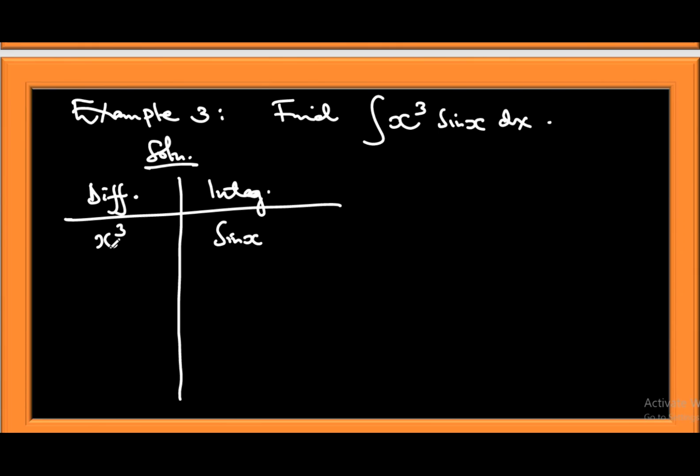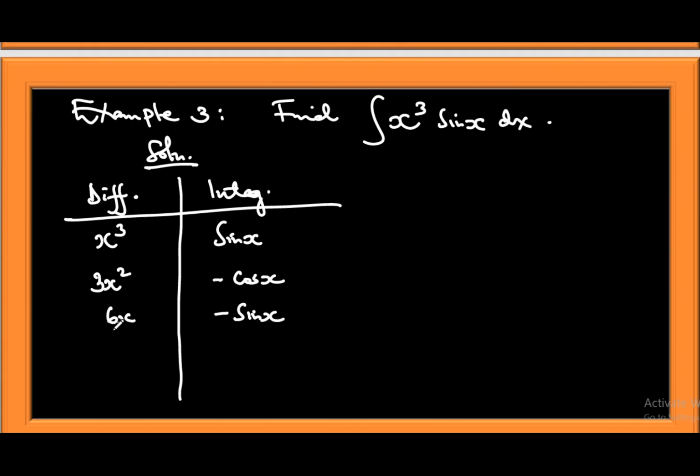When you differentiate x cubed, you get 3x squared. When you integrate sine x, you get negative cos of x. When you differentiate 3x squared, you get 6x. When you integrate negative cos of x, you get negative sine of x.